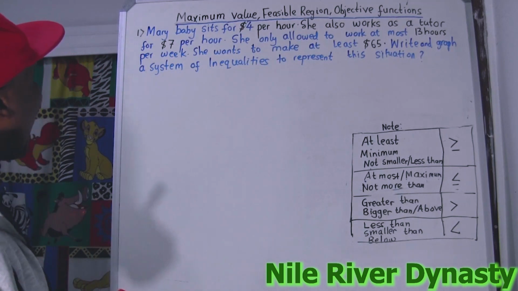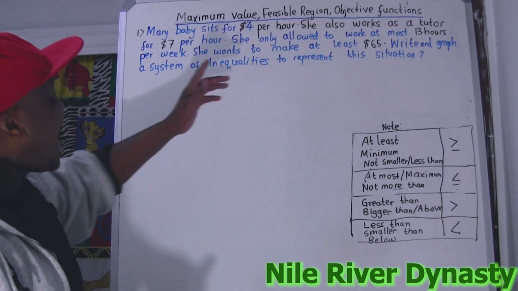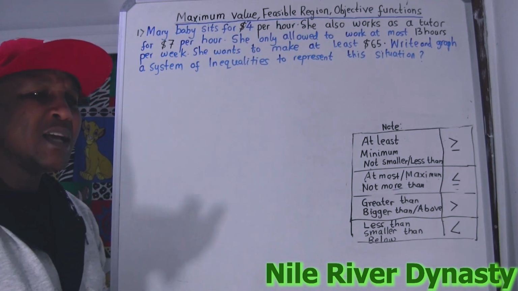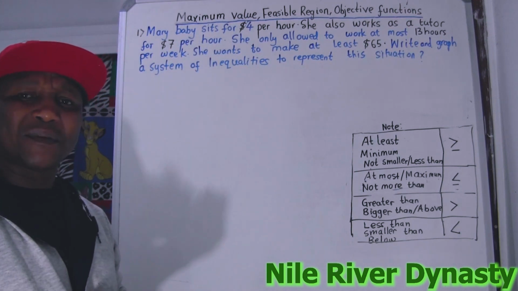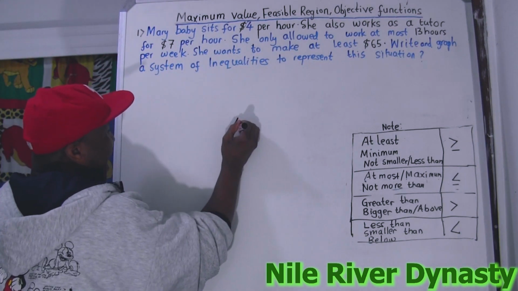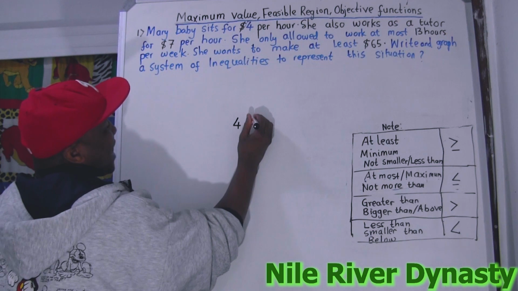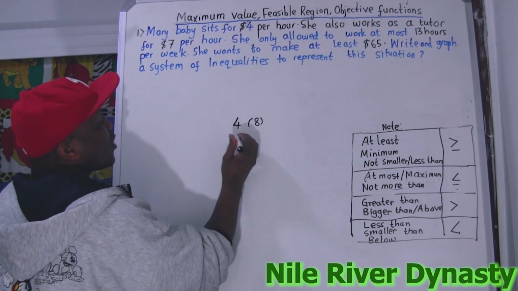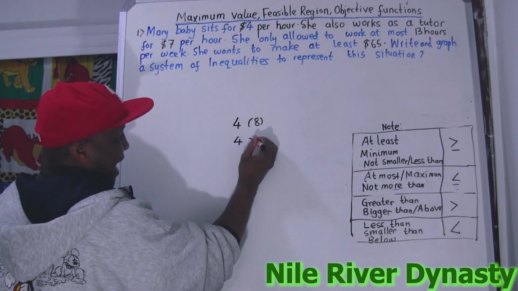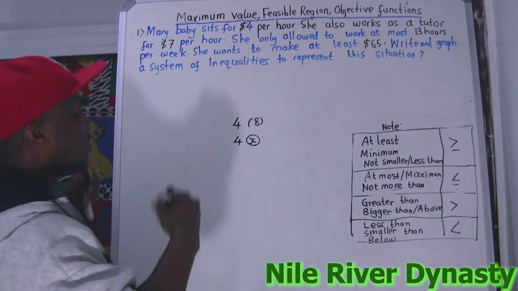So they say here, Mary babysits for $4 per hour. We don't know how many hours Mary is going to babysit. If it's $4 per hour, say she babysits for 8 hours, it's going to be 8 times 4. Since we don't know, it could be 4 times, let's say, x. x is the number of hours, which is assumed.